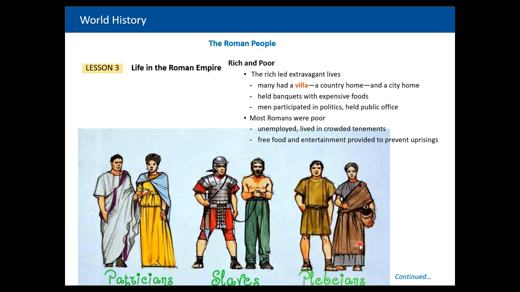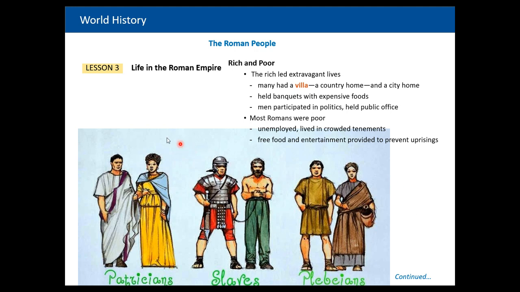So the rich had a country home, which is a villa, and a city home. They held banquets with expensive foods, and the men participated in politics and held public office. So they basically didn't work. Most Romans were poor, they were unemployed, they lived in crowded tenements, and they enjoyed the free food and entertainment provided to prevent uprisings. So the rich gave them free food. This was called bread and circuses. Bread and circuses. In order to entertain them and to keep them from protesting.